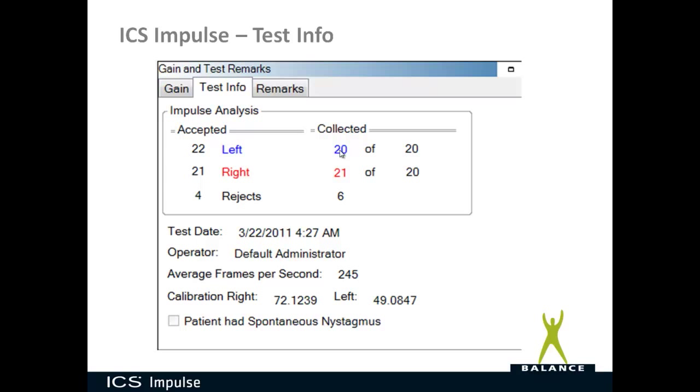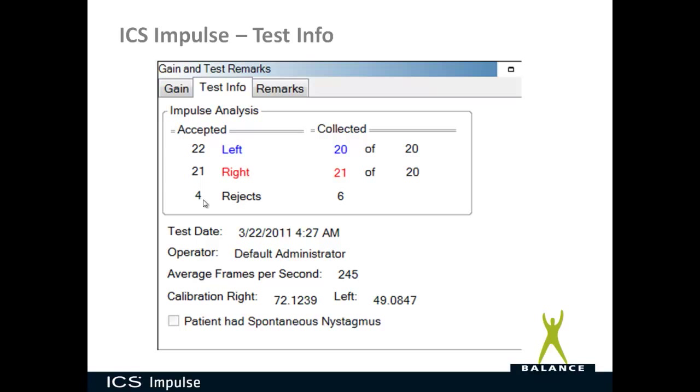So that means that when you're doing the head impulses, all that raw data goes through a collection algorithm, and it decides whether or not that is a good head impulse. Then all that raw data again gets reanalyzed through a second algorithm. So it's not just the collected data that gets reanalyzed, it's all the data. In that second algorithm, which is our analysis algorithm, it tells us that 22 were accepted for the left, 21 were accepted for the right, and there were 4 rejects.